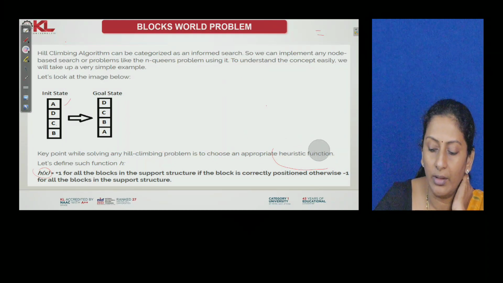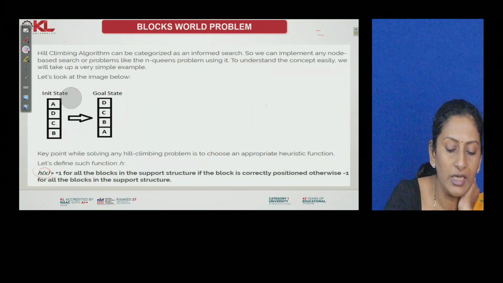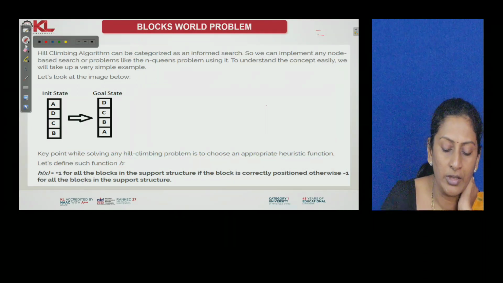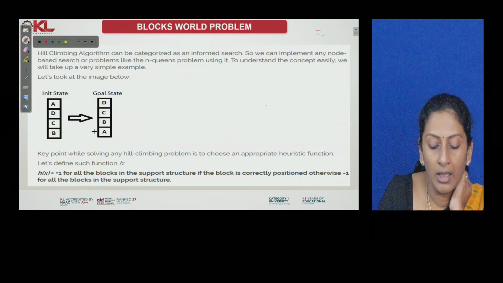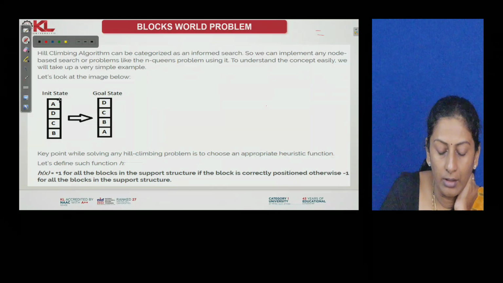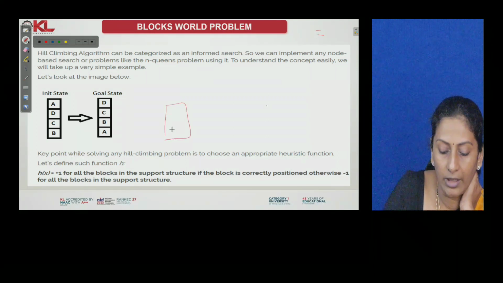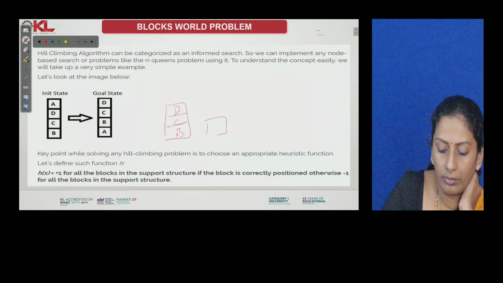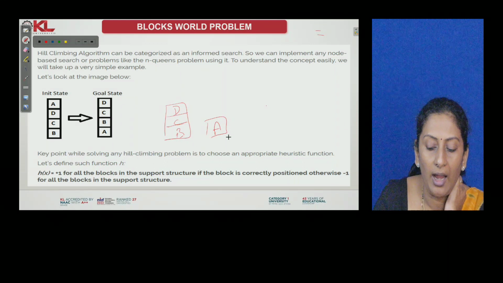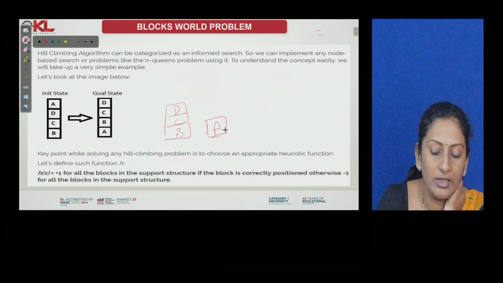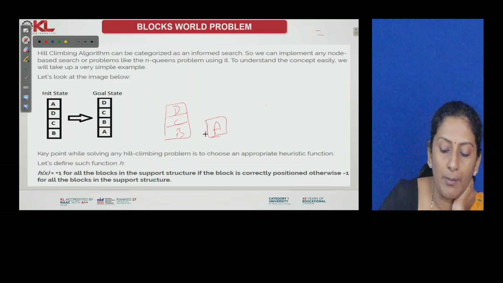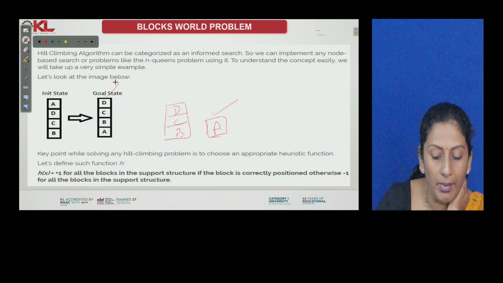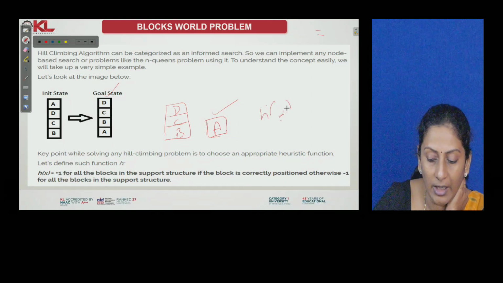In this problem, the heuristic function I am defining is this: suppose I remove a block from here and place it. So I moved a block A and placed it on the floor. Then I will check whether this is my goal state or not. So I have to compare this with the goal state. How do I compare? Programmatically, if we compare, we will find the heuristic function of any particular state.